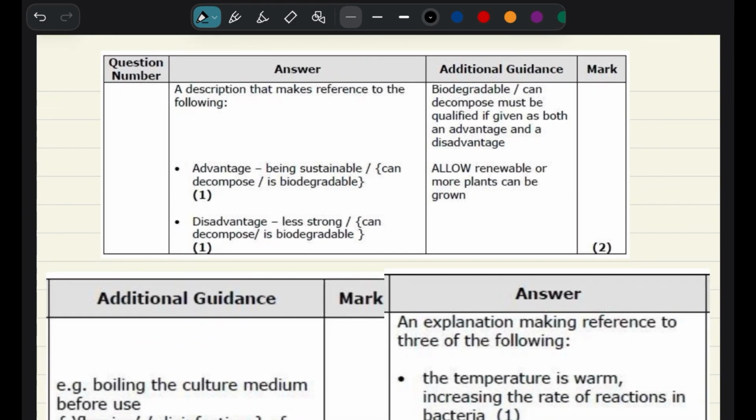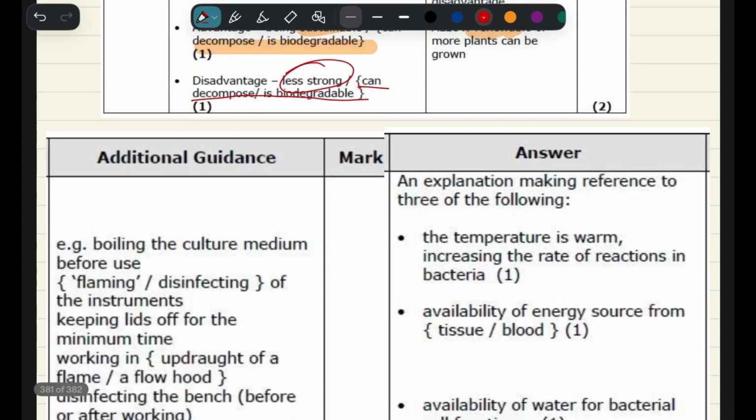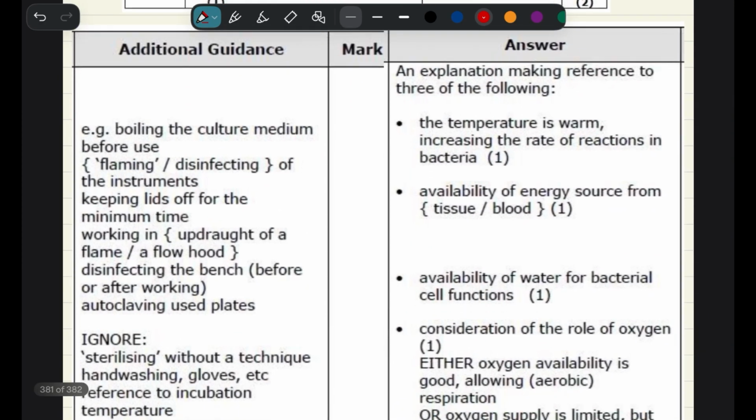Okay, so let's look at the answers. For the first one, I think literally sustainability is good enough. I would have probably gone with renewable, or plants being regrown. I think sustainable is a tiny bit of a cop out there. Also, decomposed, biodegradable, great. I actually really don't agree with this. I don't know why this is under disadvantage. I wouldn't agree with that. I think less strong is what you really want to go for there if it comes up in the exam.